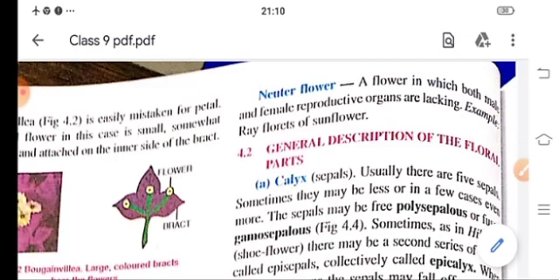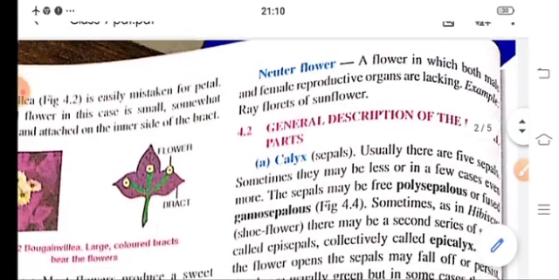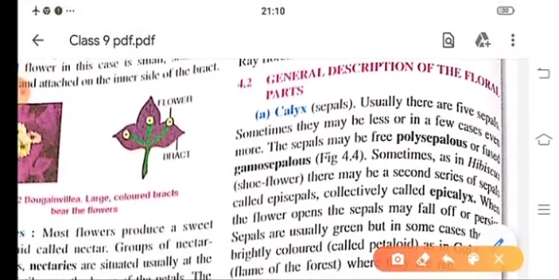So let us go in detail for the floral parts of the flower. Number one is the calyx. Now usually five sepals are present in a flower. Now the sepals, they may be free. The condition is known as polysepals. If the sepals are fused, then they are known as gamosepals.